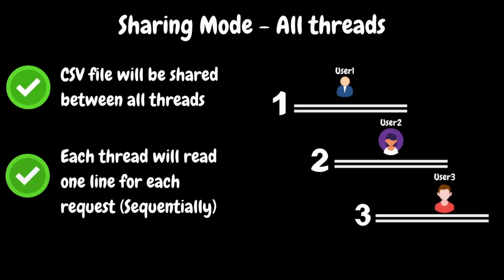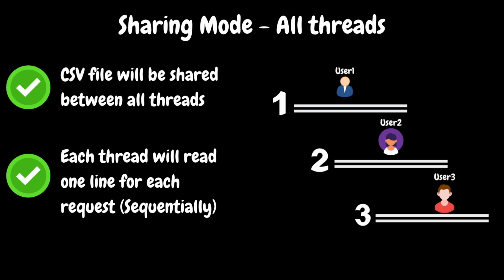In the All threads option, the CSV file will be shared between threads. In each request, each thread will read only one line sequentially. For instance, if there are three threads set up in the thread group, each executing one iteration, and the CSV file has 3 lines of data, the first user will use the data from line 1, the second user from line 2, and the third user from line 3.